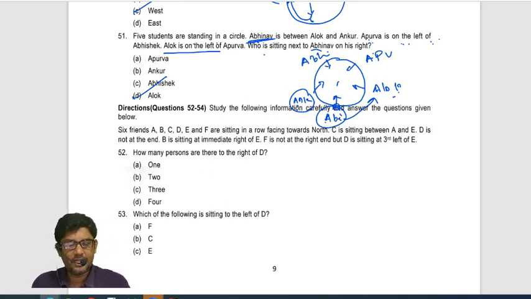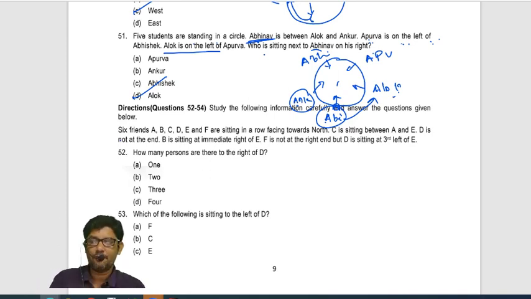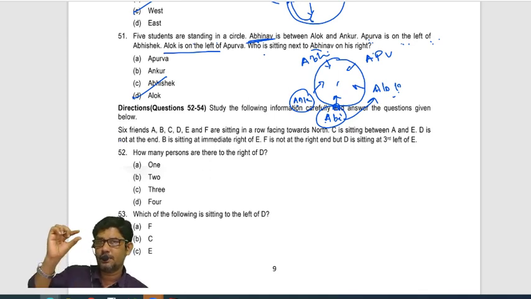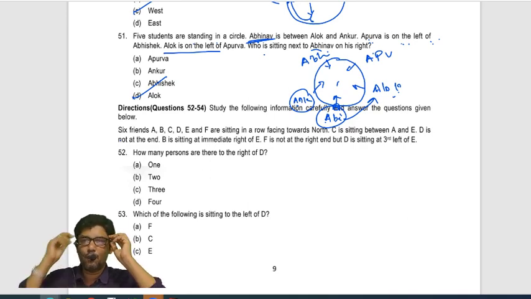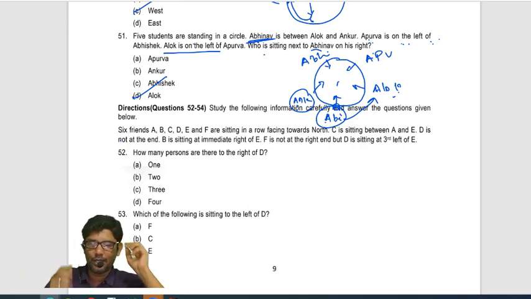6 friends A, B, C, D, E, F facing towards north. Let me just explain this type of question first. Here one question is given, one hint is given, but based on the 3 questions they are asking, always go for it. Okay, because in one shot we can get 3 marks.